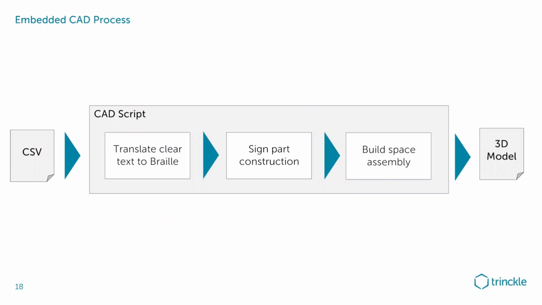All of this is covered in our approach, which Florian was showing before, in our script-based CAD system, and ideally all of this is embedded into one CAD process. This scheme shows it a bit: CSV file in, and then inside the script you have the different steps. I simplified this a bit, but for today this is fine. You have the translation of the clear text into braille, the construction of the parts, the building of the assembly for the 3D printing machine, and all of this then ends in a 3D model.